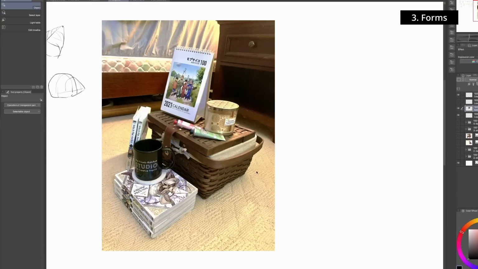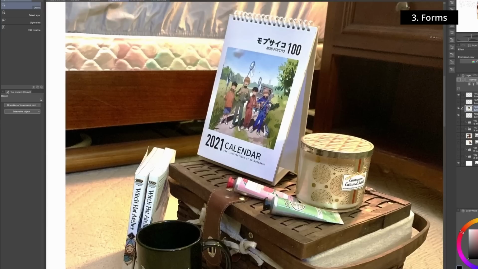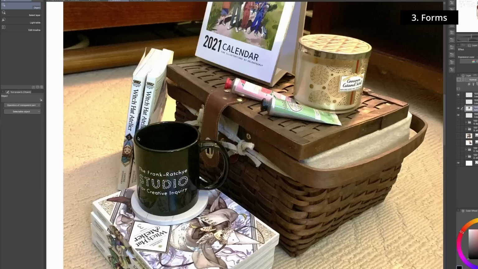I did a little setup in my room just with objects I had laying around. Here I have some product placement, a Mob Psycho calendar by my friend Helen Peanut, her URL is right there, and Witch Hat Atelier, which is a manga that you really should read.